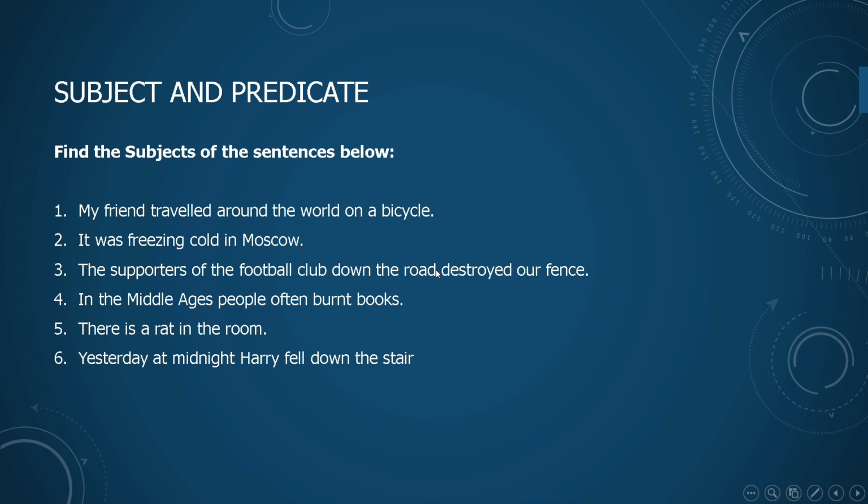The supporters of football club down the road. This is all one word, or we can say it has one function, which is the subject of the sentence, and the rest, destroyed our fence, is the predicate. So try to identify the subject and the predicate yourself. Like in the 4th example, the 5th and the 6th, you have about 20 seconds or maybe 30 seconds to find the subjects and the predicates in these sentences.